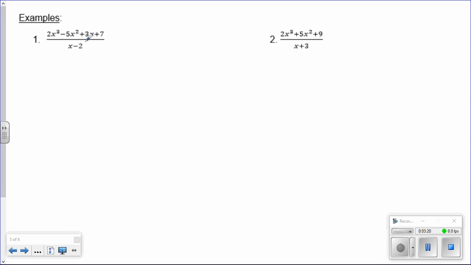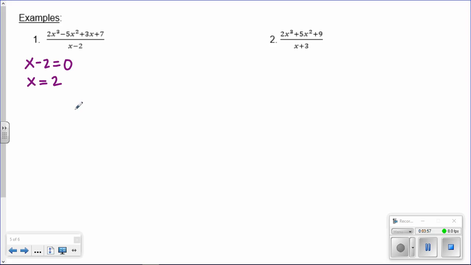All right, so the first thing we have to check is to make sure we're dividing by a linear term. So we have our polynomial 2x cubed minus 5x squared plus 3x plus 7 divided by, because a fraction is a division problem, x minus 2. Well, in x minus 2, x is to the power of 1, so this is a linear term. So first step, we take that x minus 2, set it equal to 0 and figure out what x is. If I get x by itself, I add 2 to both sides, so x equals 2.